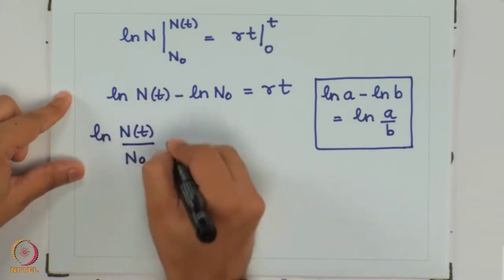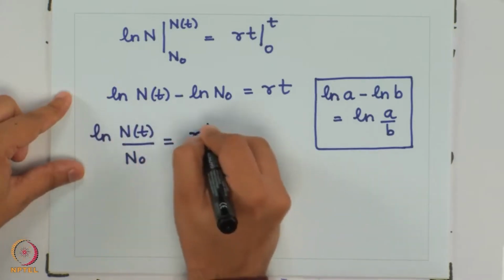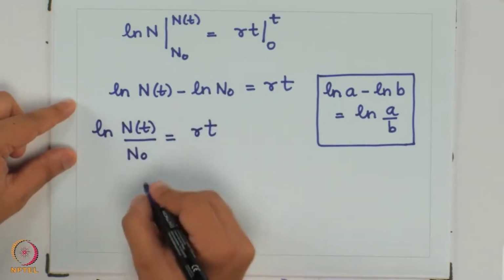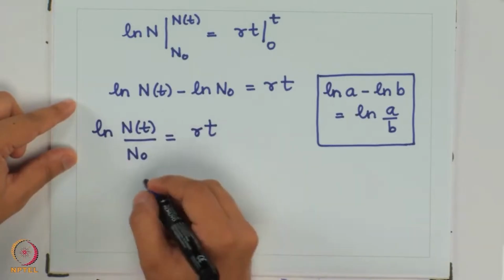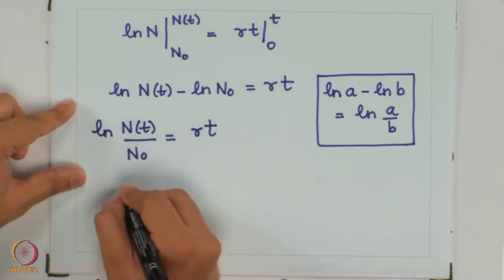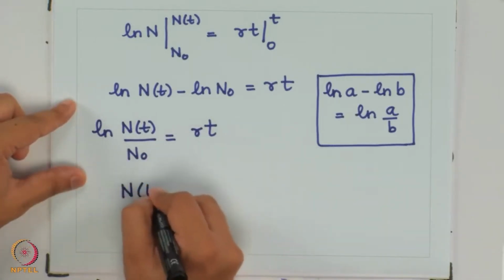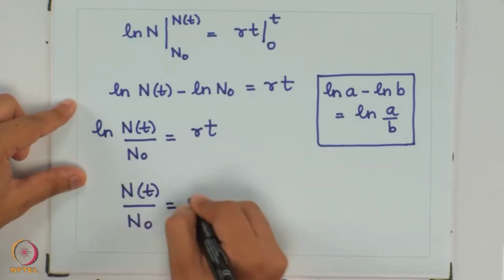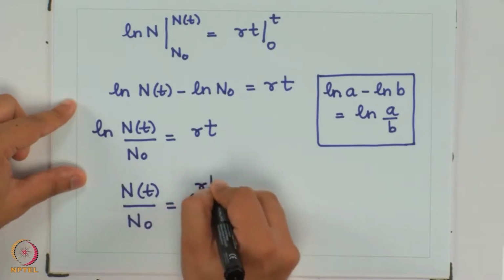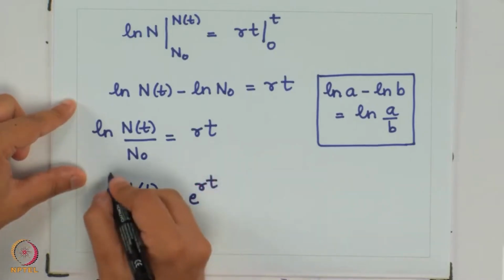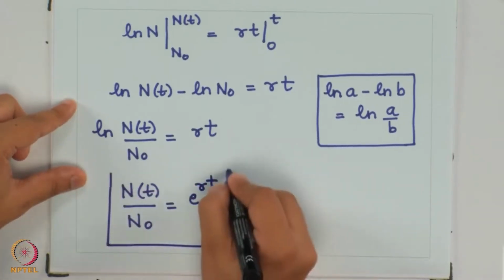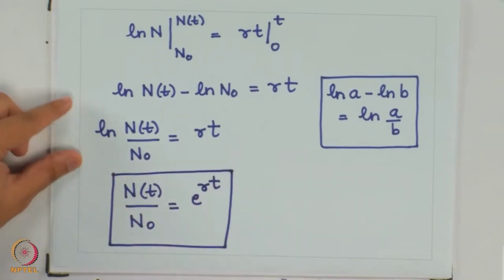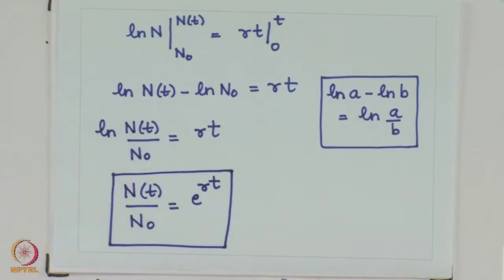So I am going to use this result to write my left hand side as ln of nt divided by n naught is equal to rt, and then I want to get rid of the log, and to do that I take the exponent of both sides, which gives me the expression nt by n naught is equal to e to the power rt. So that's my answer to the bacterial growth problem when I am trying to solve it using the differential calculus formulation. So how does this compare?